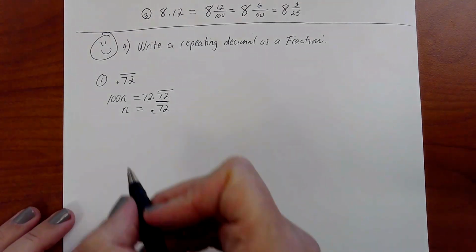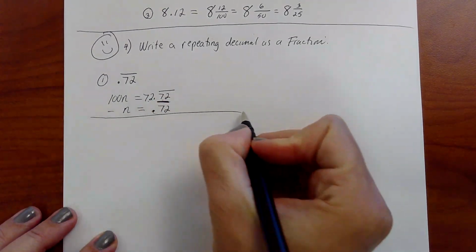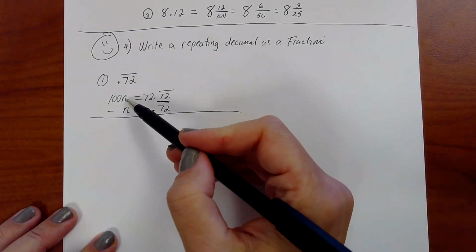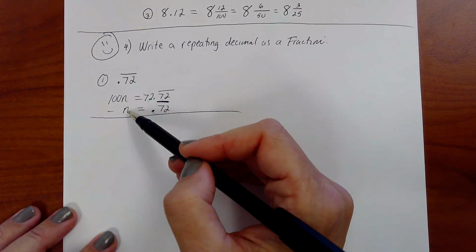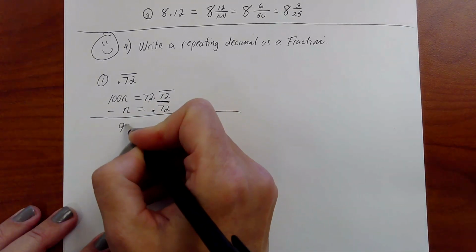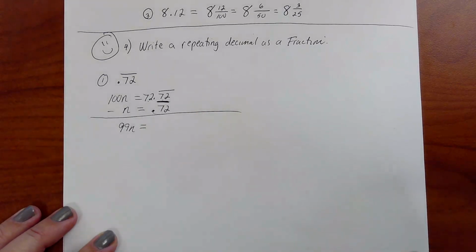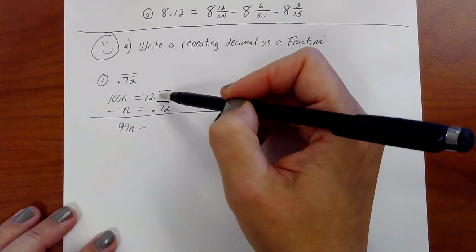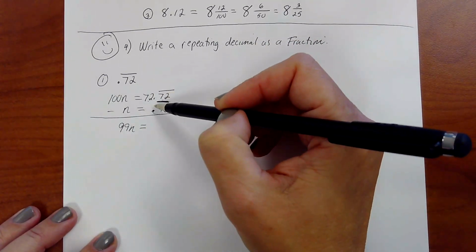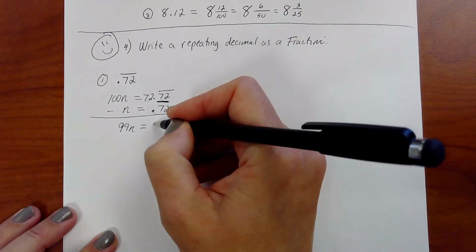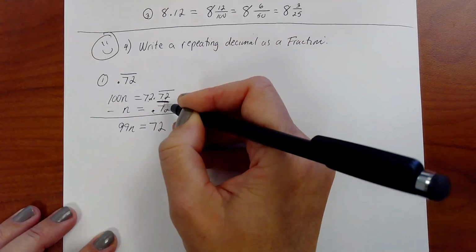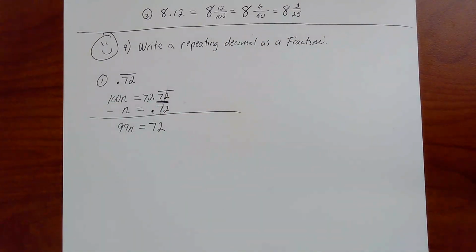Then what I do is I subtract these two things. What's 100n minus 1n? 99n. What's 72 point the repeating stuff minus the repeating stuff? It's just 72. So now I am able to work with this. The repeating stuff is gone. I got rid of it. Now I'm going to solve for n.